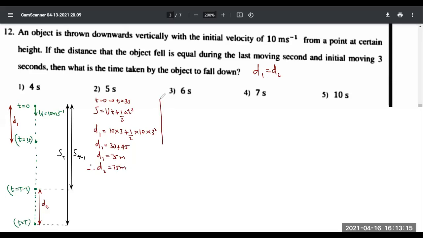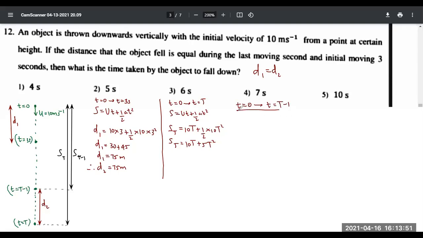Right, fine. And then let's apply the equation from t equal to 0 to t equal to capital T, s = ut + half at squared. S is S_T, u is 10 into capital T, plus half into 10 into capital T squared. So that will be S_T = 10T + 5T squared. First equation. And then I'm going to apply the equation from time equal to 0 to time equal to capital T minus 1.